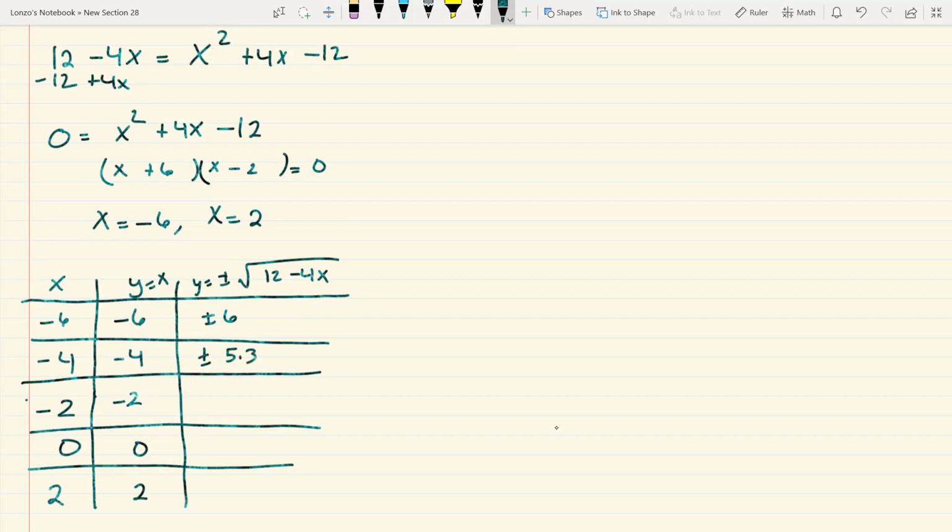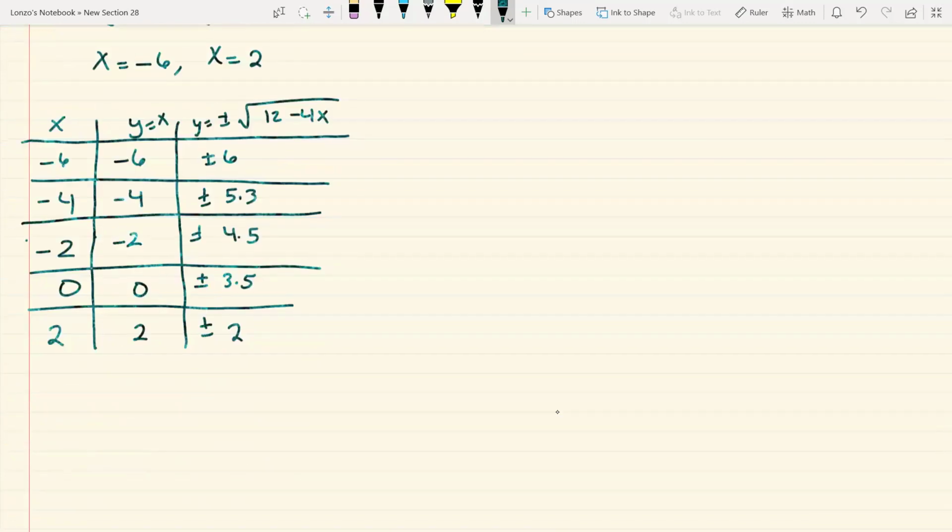The next one would be plus or minus 4.5. The next one would be plus or minus 3.5. The next one would be plus or minus 2.